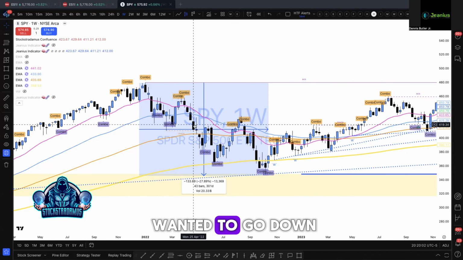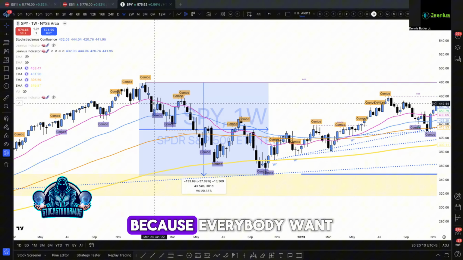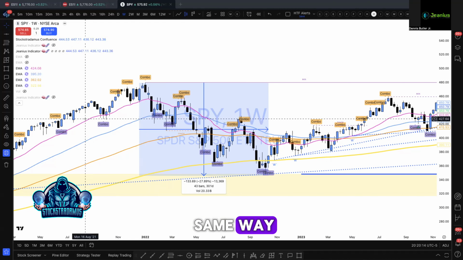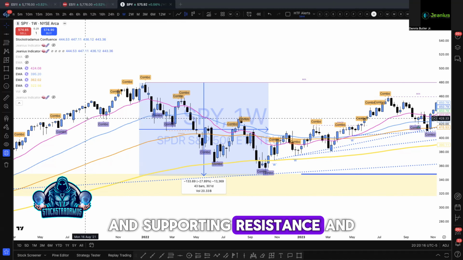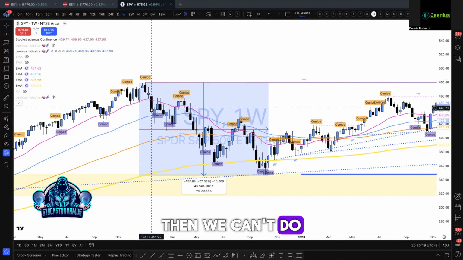But in order for the market to go down, it needs liquidity to do that, which is why you see a lot of trickery right here, because we can't just send it down. Everybody knows that if everybody's playing the same way, breaking, retesting, support and resistance and all that, if everybody's doing the same thing, then we can't do the same thing. So when you think about the market, you got to think about the game that it has to play to go where it wants to go. Even if it wants to go low, even where it's at now, it's not going to just immediately go there.